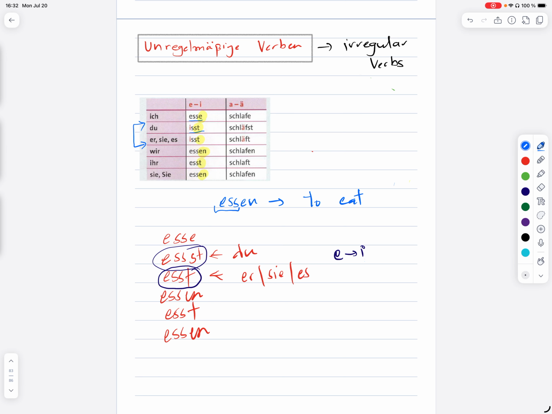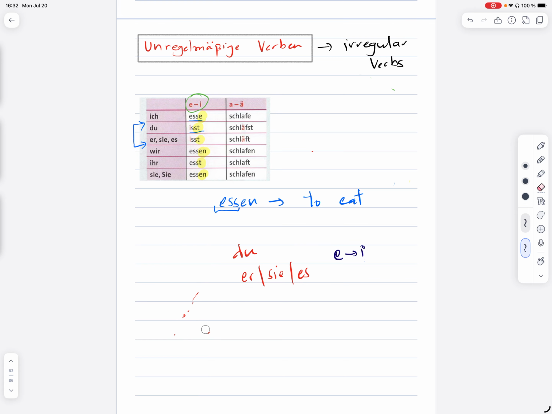But for the case of du and er, sie, es, we will have e changing to i. So we will have ich esse, du isst, er, sie, es isst, wir essen, ihr esst, sie essen. So this will be for the case where the verbs have i changed from the e, and there will be many verbs which have e in them, and for those we have to follow this rule. And this is for the irregular verbs where e goes to i, right?